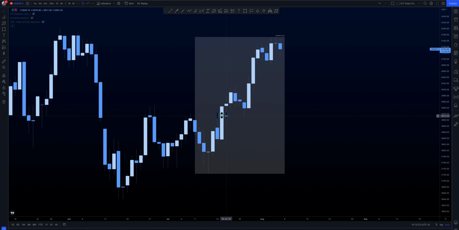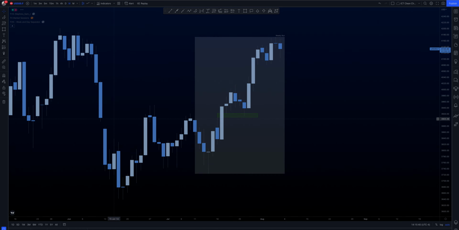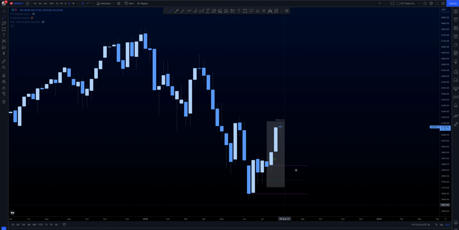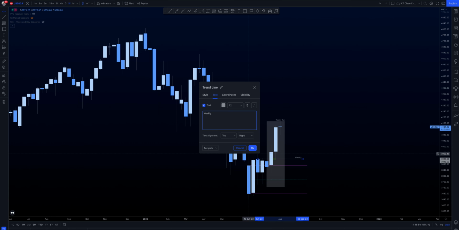So we've actually got this daily fair value gap here. We've got all of this sell side liquidity that's building up here. We've actually got this here, which is at the top end of this gap. But also if you go up to the weekly time frame, we've actually got this down candle here. So this is a bullish order block. So that's weekly bullish order block.